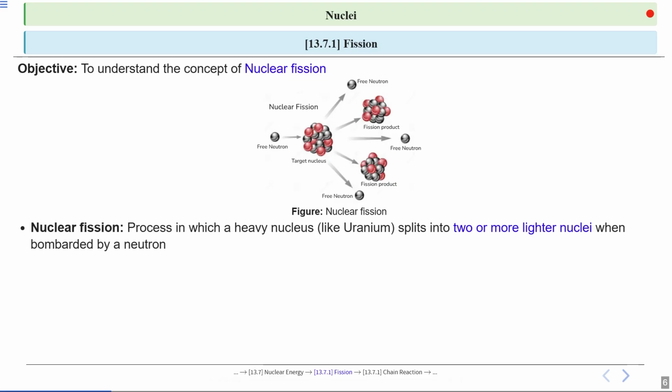Now let's define nuclear fission. Nuclear fission is the process where a heavy nucleus such as uranium splits into two or more lighter nuclei when it is hit by a neutron. This splitting doesn't create new elements, it also releases a lot of energy.